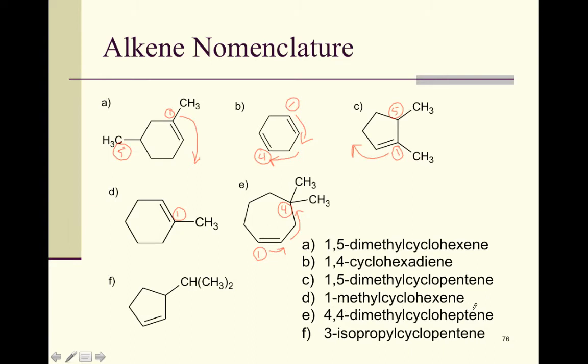4,4-dimethyl cycloheptene. The double bond finishes here. This is the closest direction. I want to go in this direction. This is carbon number 1, 2, 3. This is carbon number 3.